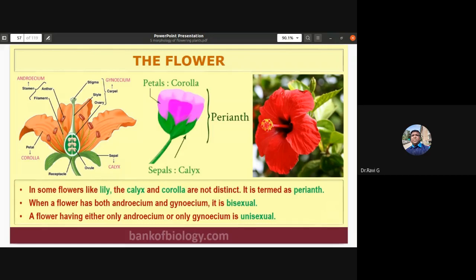So a flower having only androecium, we call it a male flower, and it has a name. We call such flowers staminate flowers. A flower having only gynoecium, we call it a female flower, and it is also called a pistillate flower. Female flowers are also called pistillate flowers. Such a condition where a flower has only androecium or only gynoecium, we call unisexual flowers.